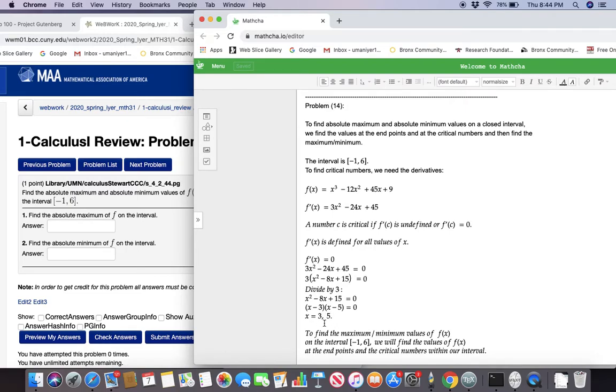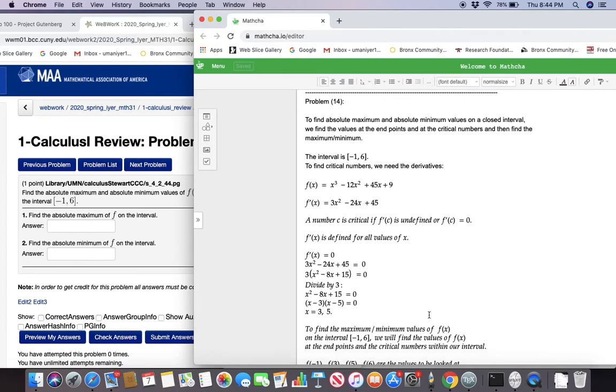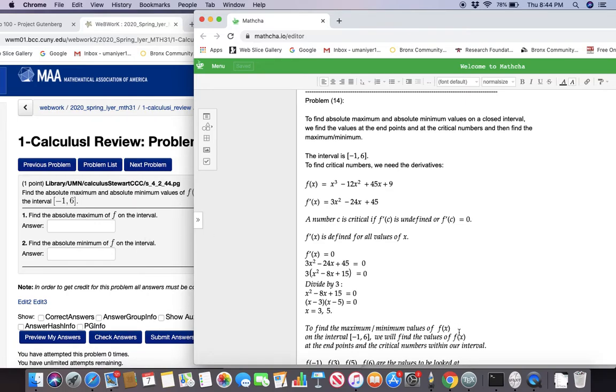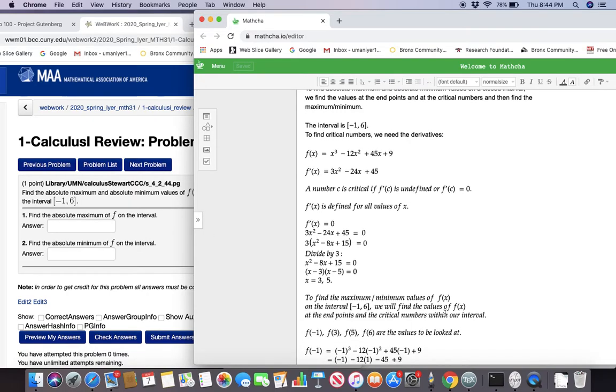First, make sure these numbers are in your interval. They are. If something is not in your interval, you would simply get rid of that point. You would cancel it out. Okay? Now, the question about absolute max and absolute min. You have 4 important numbers. What are the important numbers? The endpoints and the 2 critical numbers you found.